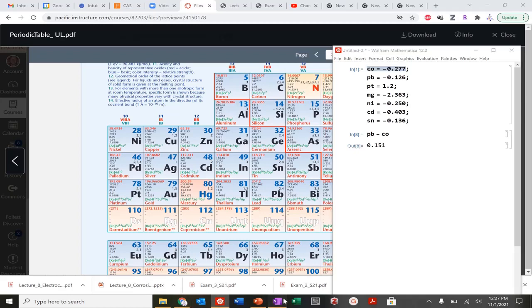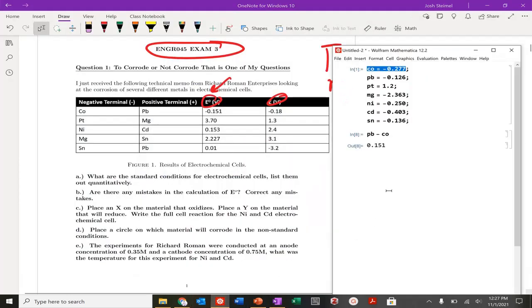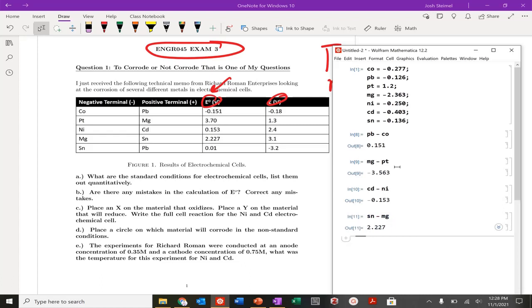So let's go back to our question and finish up our answers. Pb minus Co, Mg minus Pt, yes, that better be negative. Then Cd minus Ni, Sn minus Mg, and Pb minus Sn. Let's just double check that. There are some correct values here, but there are other ones that are incorrect, and that's what we'll see here.